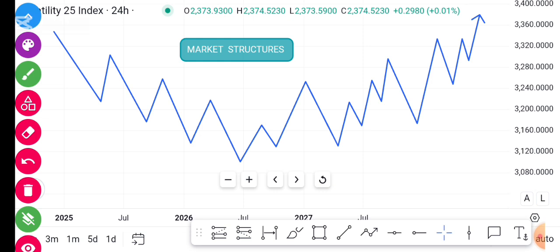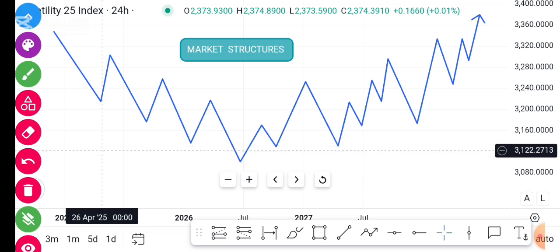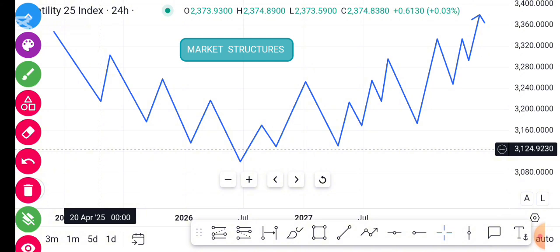All right, now we are going to look at what we call market structures, how they are formed and how they tell the story of the market, and how we use them to read it. So what are market structures? Market structures are price movements where the price hits a certain key level at a certain point and then reverses, or changes its direction to make a pullback or change the moving direction. That point is what we call a structure.